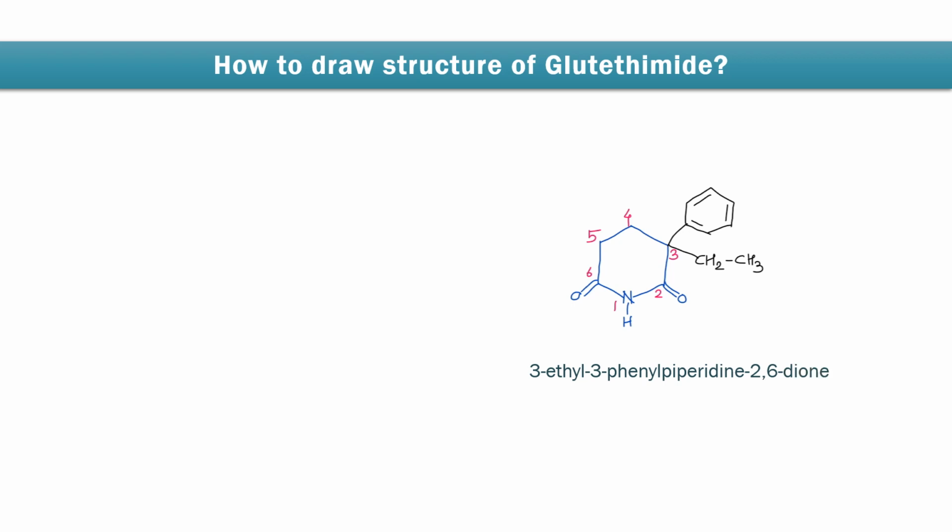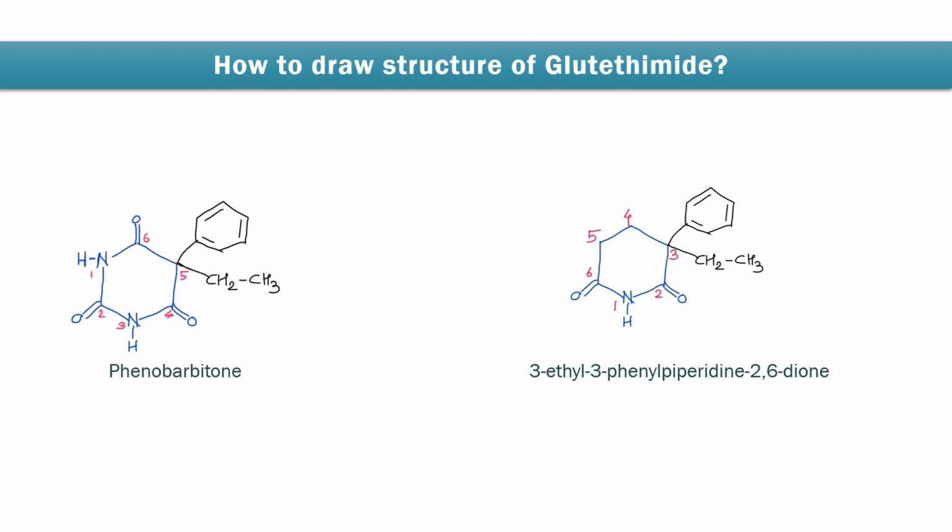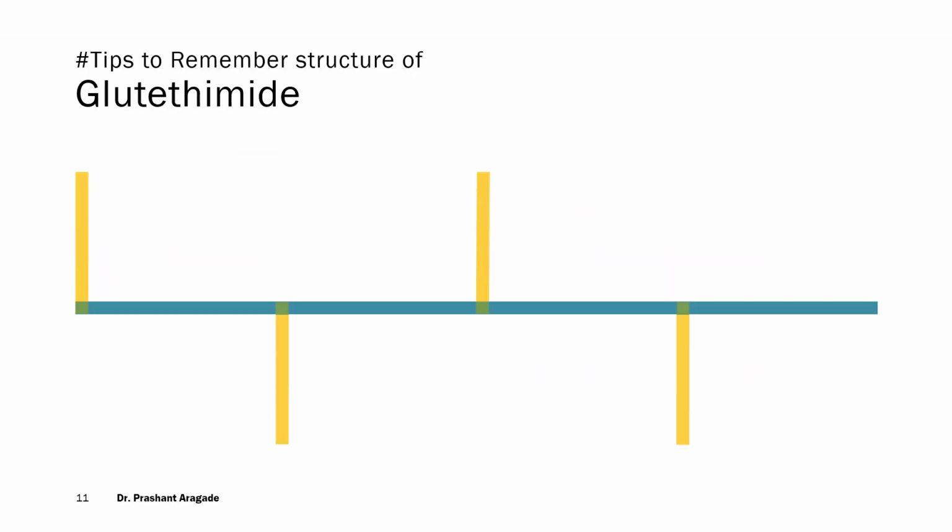And if you look at the structure of phenobarbital, then you will be able to find the difference between the two structures. Now see here again, this NH and double bond O in phenobarbital, you just have to remove it, and whatever remaining part is there, that is glutathione. So simple. If you know the structure of phenobarbital, you can draw the structure of glutathione also. That's very easy. So in summary, here are the tips to remember the structure of glutathione.